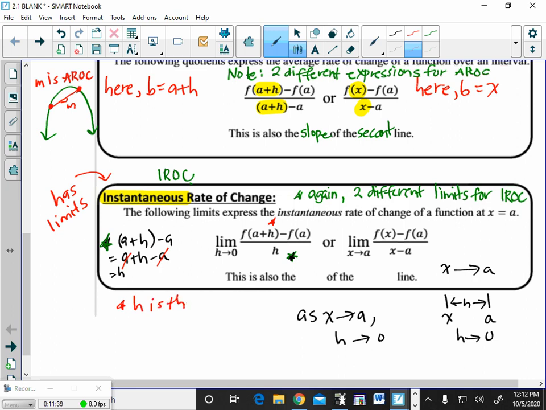is the distance between x coordinates. Okay, so a plus h and a are h units apart.